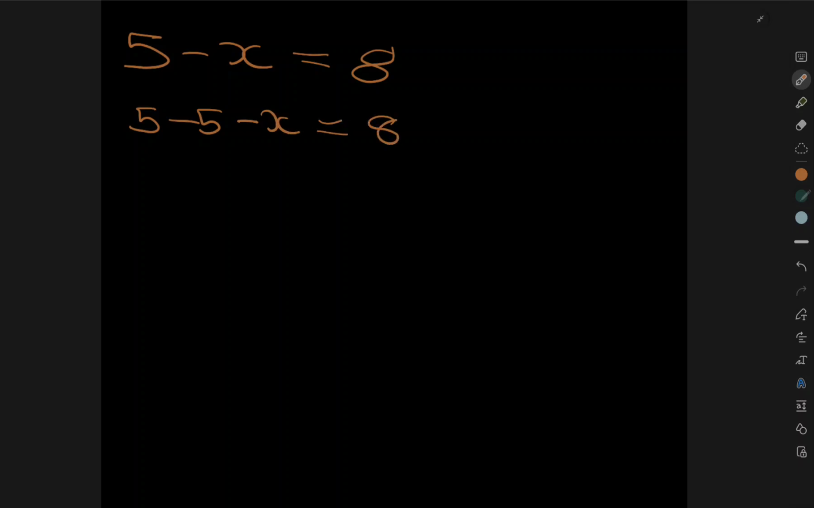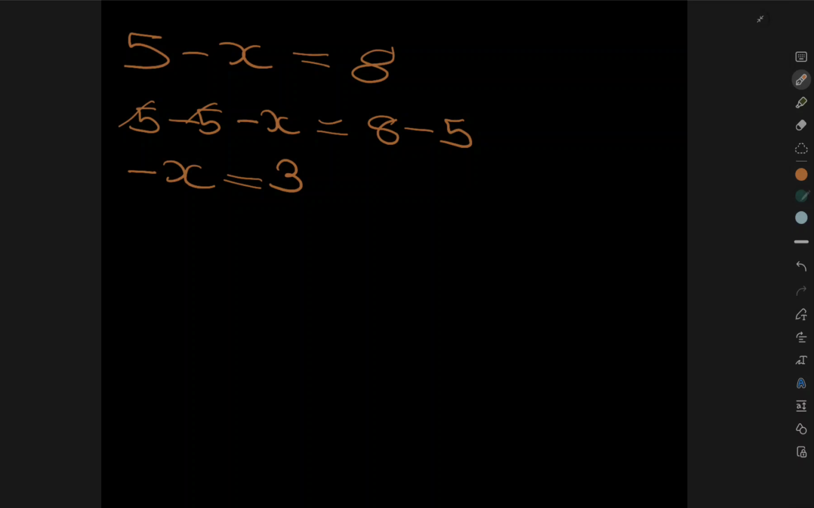And as you can see from the left-hand side, we subtracted 5. We also have to subtract the 5 on the right-hand side. These two will cancel on this side, and we have minus x is equal to, what's 8 minus 5? Okay, that's 3. So now we have minus x is equal to 3.